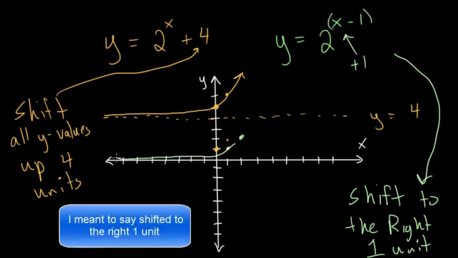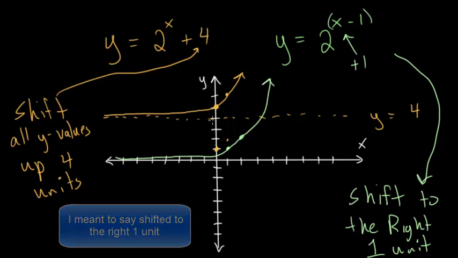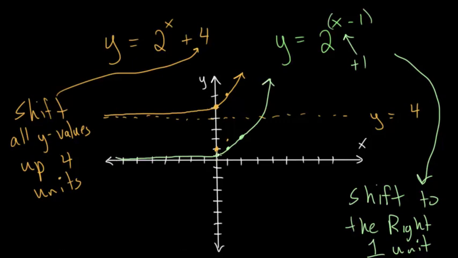And if you want, you can find your y-intercept. That should be an x value of 0, so you can plug 0 in here. You get 2 to the minus 1, which is 1/2.